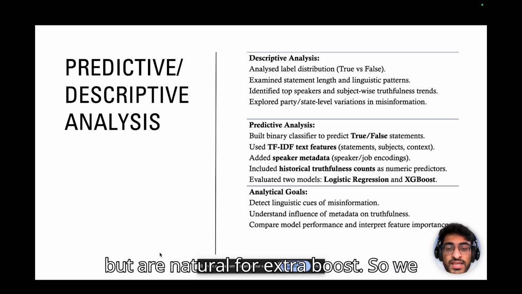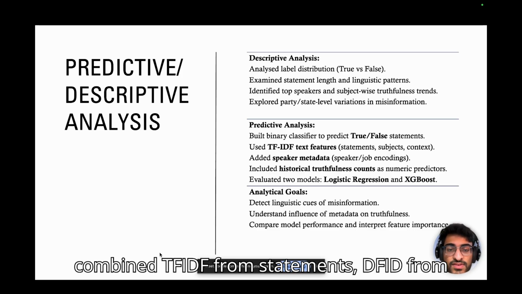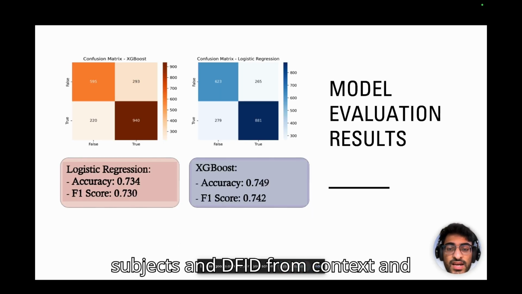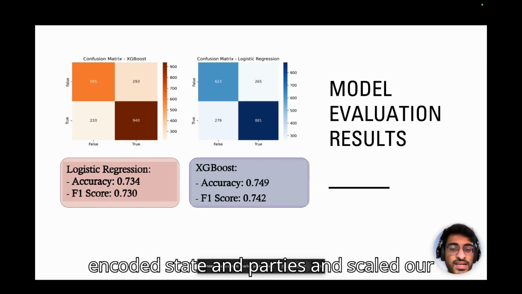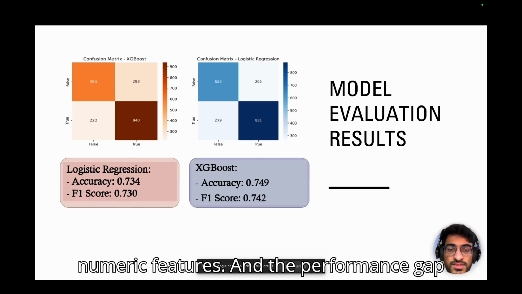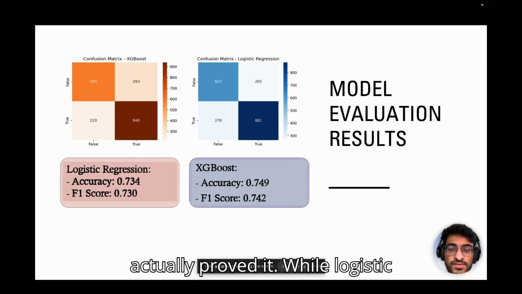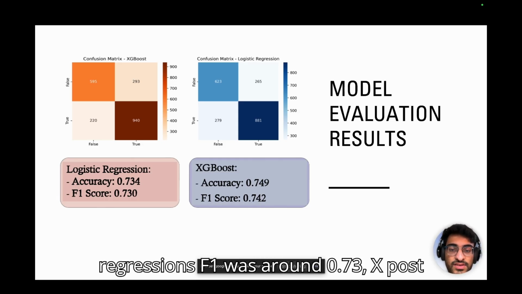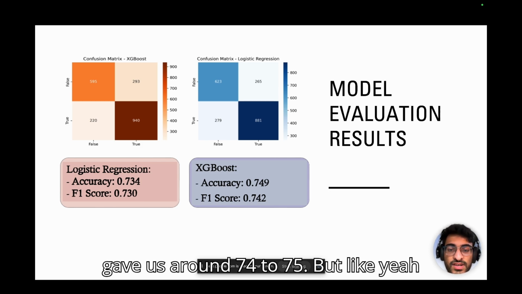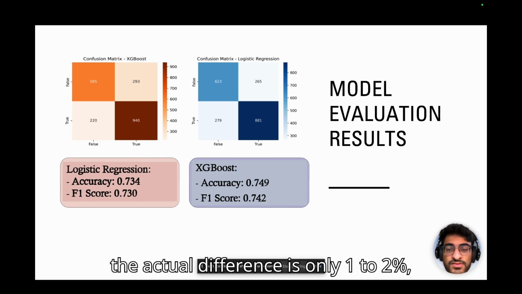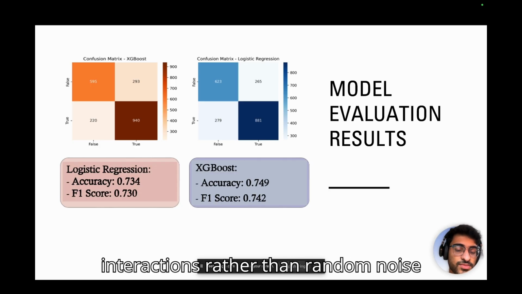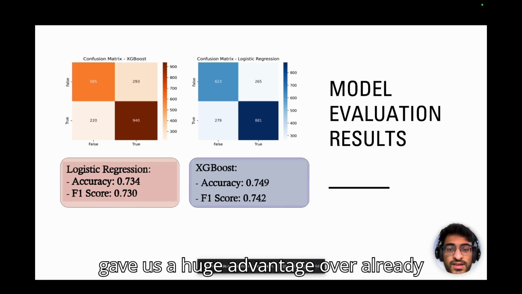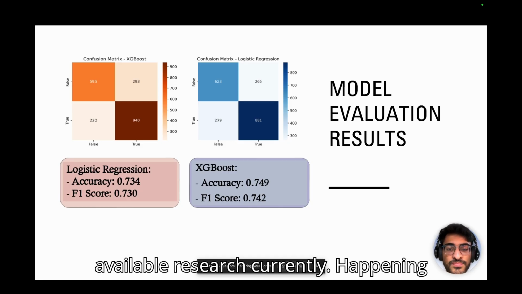So we combined TF-IDF from statements, TF-IDF from subjects, and TF-IDF from context, numeric credibility scores, target encoded speaker data, and one hot encoded state and parties, and scaled our numeric features. And the performance gap actually proved it. While logistic regression's F1 was around 0.73, XGBoost gave us around 74 to 75. The actual difference is only 1 to 2%, but on the LIAR dataset, a 1 to 2% gain from capturing real interactions rather than random noise gave us a huge advantage over already available research currently happening.